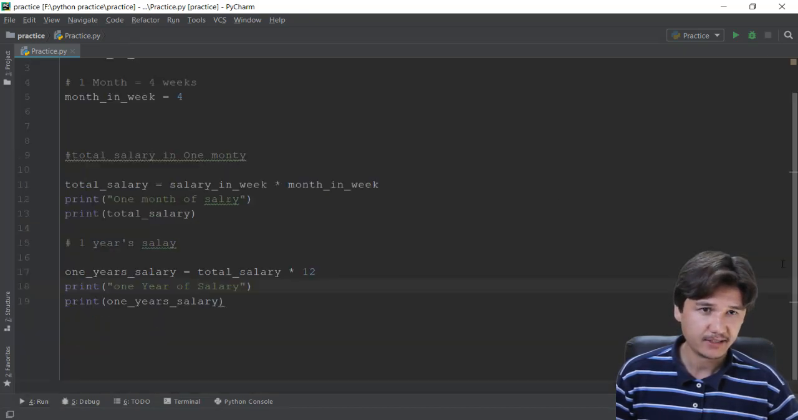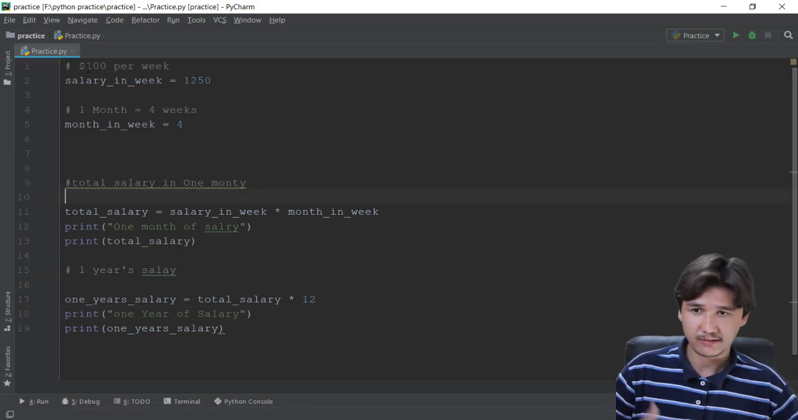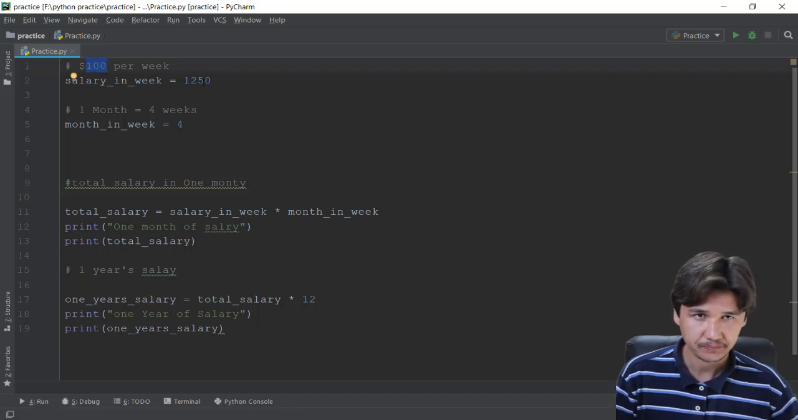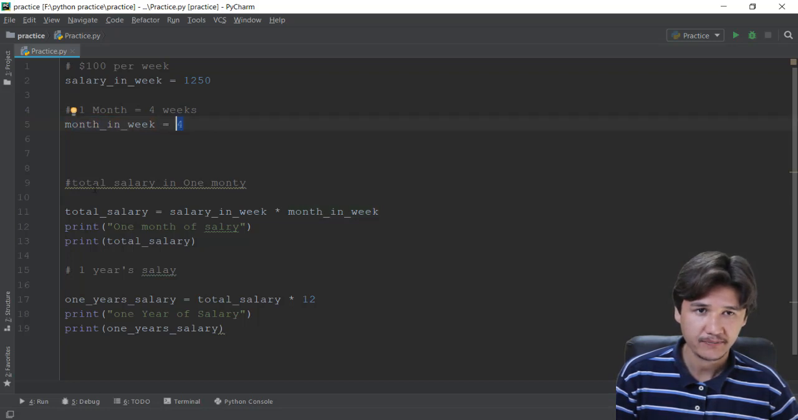Now what I have done here, let me just show you. I just wrote everything here, like we have $10 per week. Salary in week is equal to what I'm getting in 1 week. In 1 month we have 4 weeks. I'm writing that for my memorization, that in a month, in a week we have 4. Now total salary in 1 month, what will be? I have to multiply this one with that one.